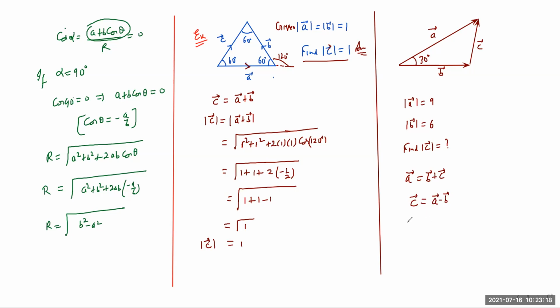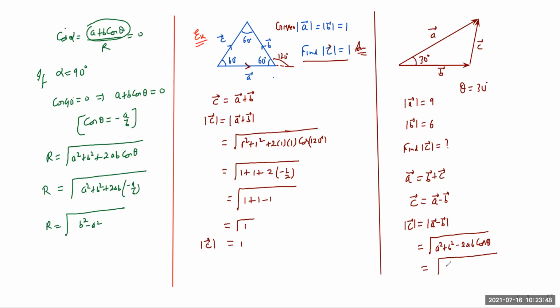Now because C is in isolation, we can take modulus. And we know the formula because we know the angle between A and B. So we can write this formula: A square plus B square minus 2AB cos theta. Here theta is 30. So I think everything is given to us.